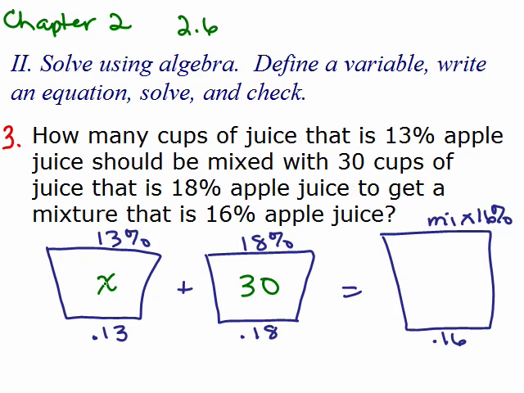Let's call that x. So if you're pouring in x cups of juice with 30 cups of juice, these are getting poured together in the large mixture. You add what's inside each container. So there's x plus 30 cups of juice in that container. All right, now we have to think about how much actual juice, pure apple juice, is in each container.